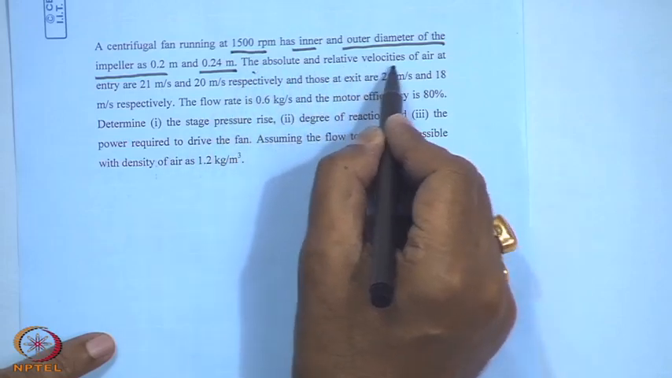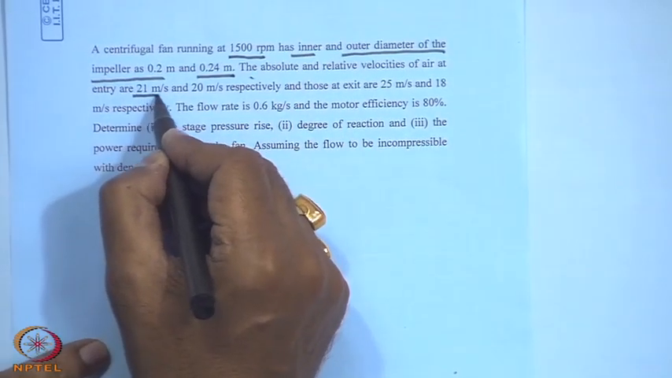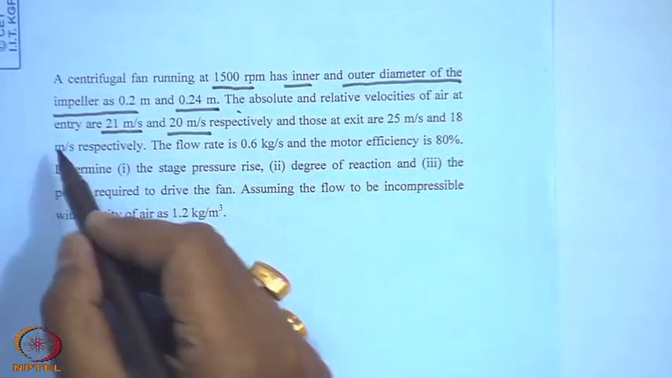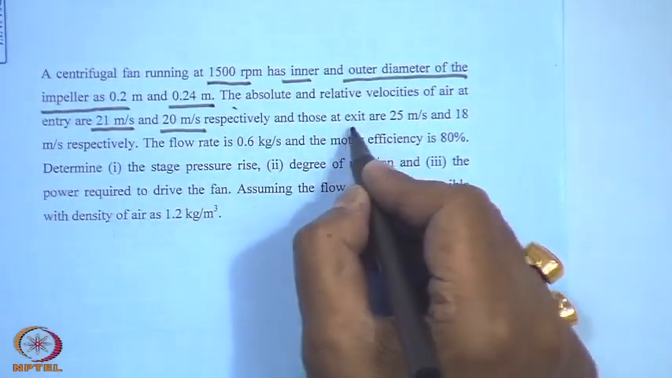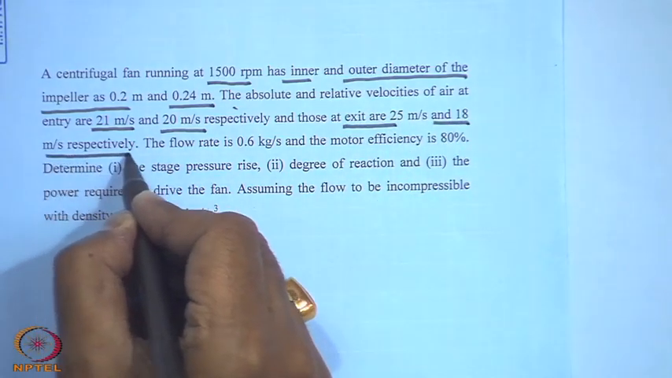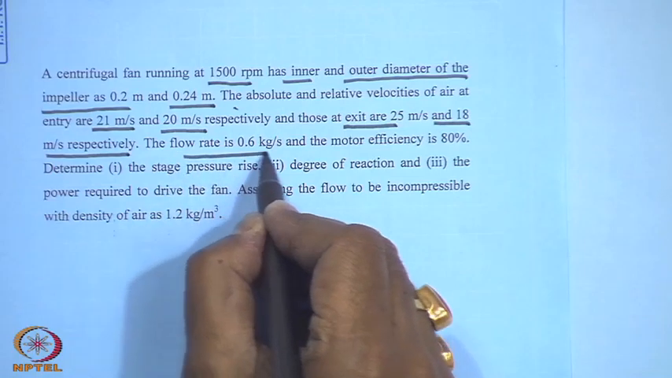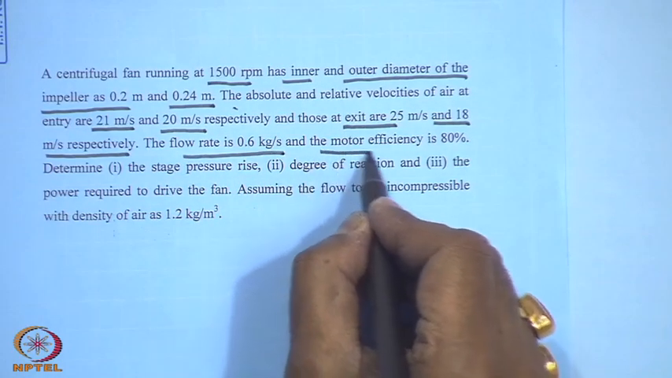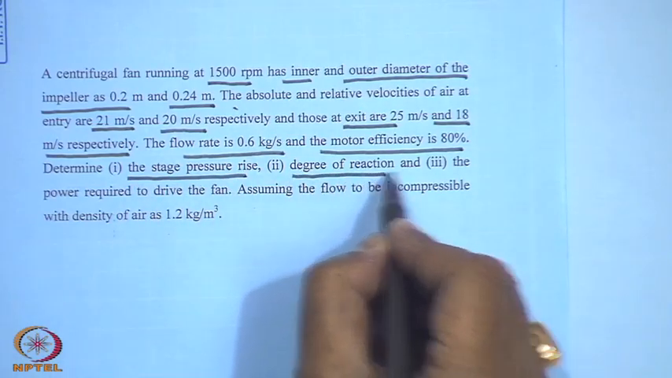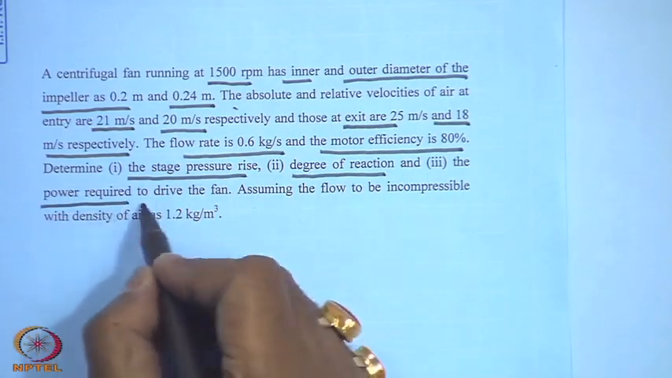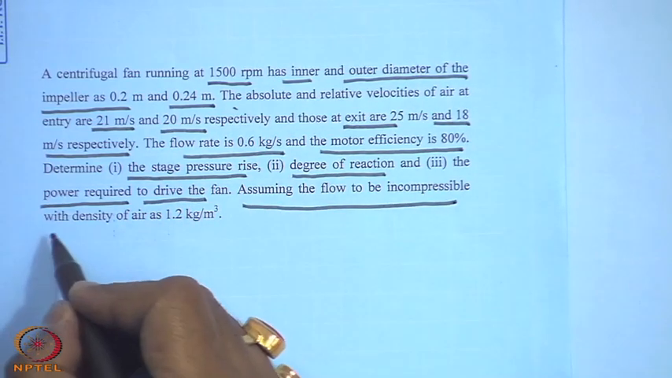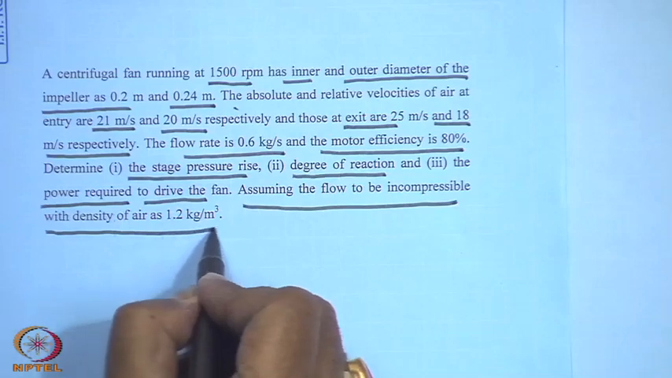The absolute and relative velocities of air at entry and exit are given. The flow rate is 0.6 kg per second. The motor efficiency is 80%. Determine the stage pressure rise, degree of reaction and the power required to drive the fan, assuming the flow to be incompressible with density of air as 1.2 kg per meter cube.